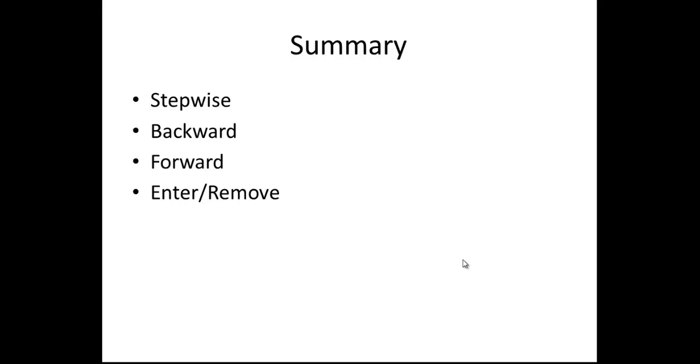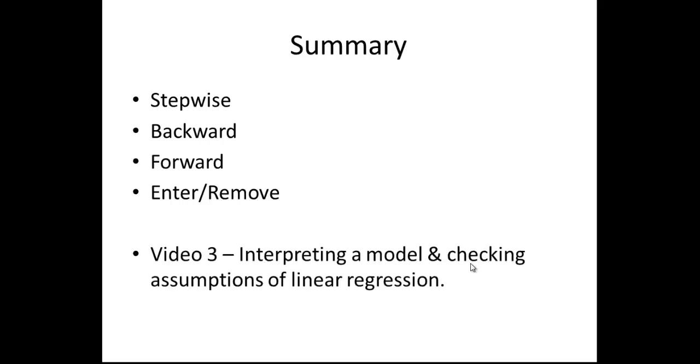The final method we looked at was enter/remove. This gives a manual way of building models. We can use this when we want to look at the effects of including different variables. We also use this to manually perform forward, stepwise, or backward entry. The next video will cover interpreting a linear regression model and checking the assumptions.